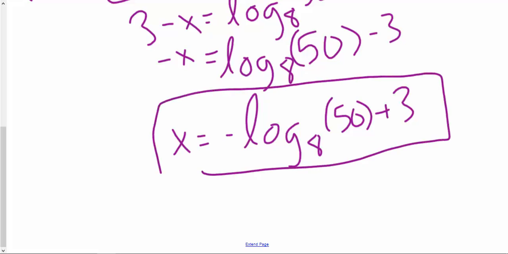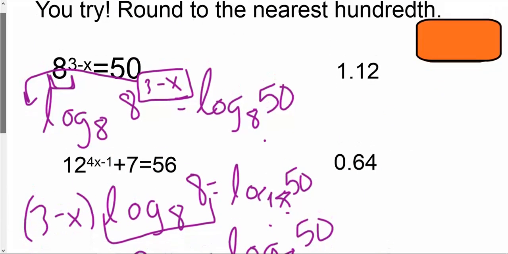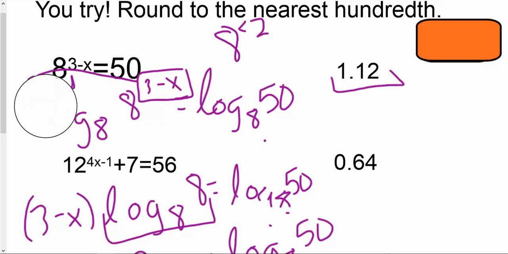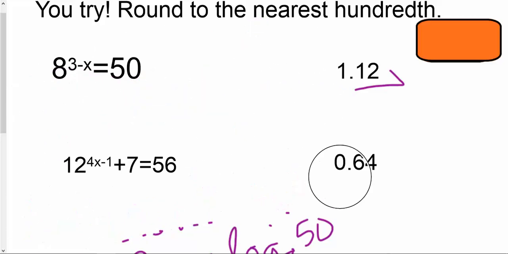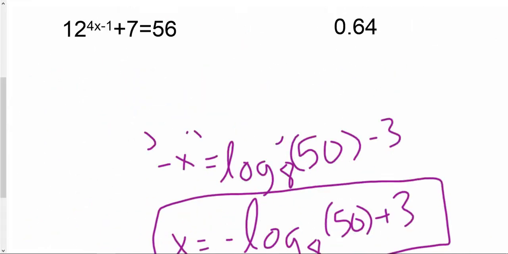That's the approximation there. Now, if you look, you say, oh, look, that's 1.12. Does that make sense to us? Well, let's think about it. We want the power to be a little less than 2, because if it is equal to 2, then 8 squared would be 64. So we know it's got to be less than 2, this exponent. So 3 minus 1.12, that makes sense to us mathematically. We know it has to be a little less. All right, next problem.